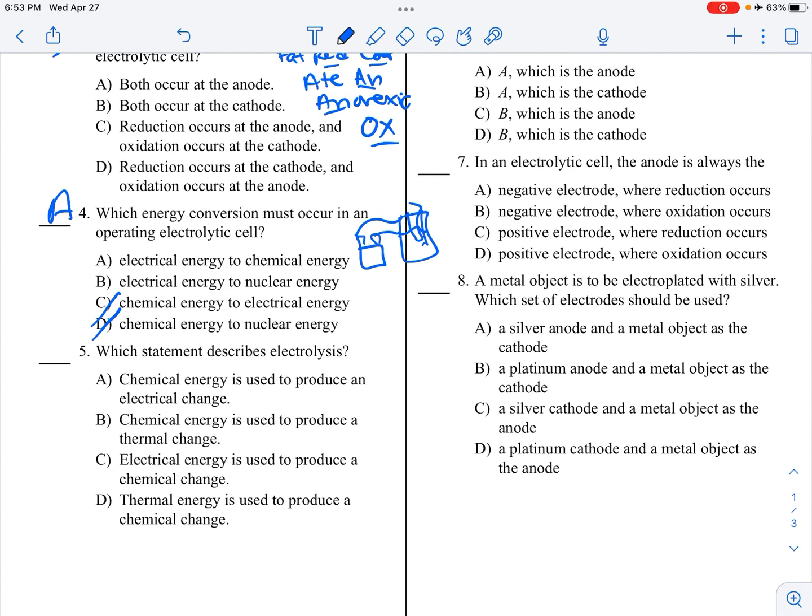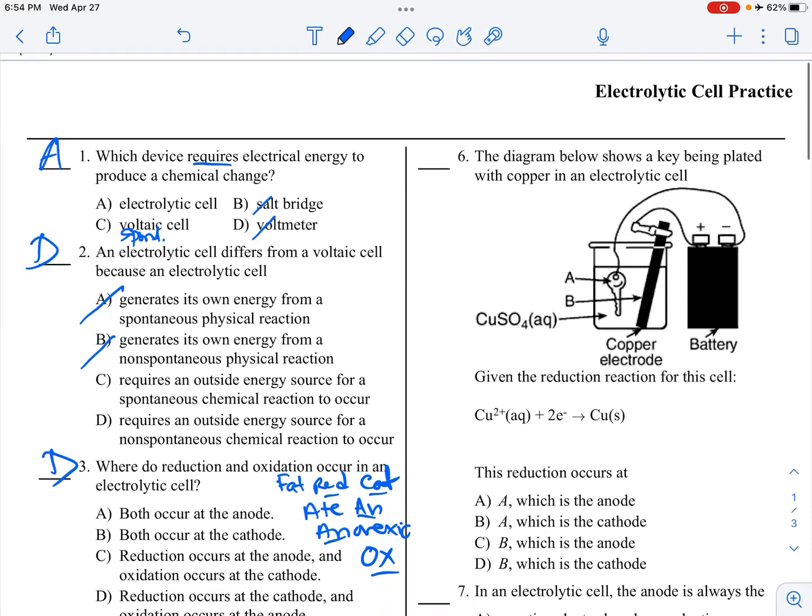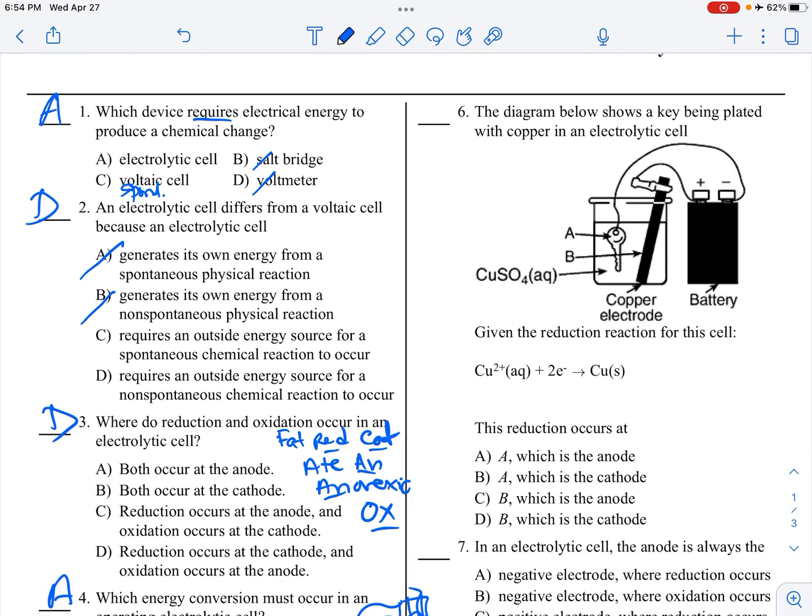Which statement describes electrolysis? So what kind of energy produces what kind of change? Well, you need electricity. So it's not chemical energy and it's not heat energy. So electrical energy from the battery is used to produce that chemical change. Choice C. Here we have electroplating going on: a key being plated with copper in an electrolytic cell.